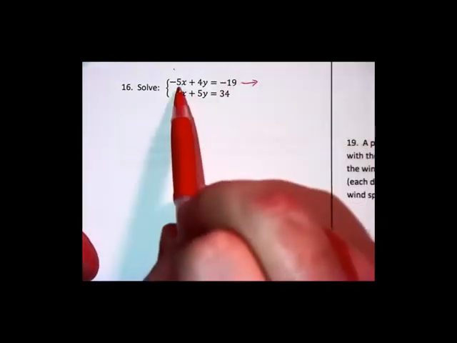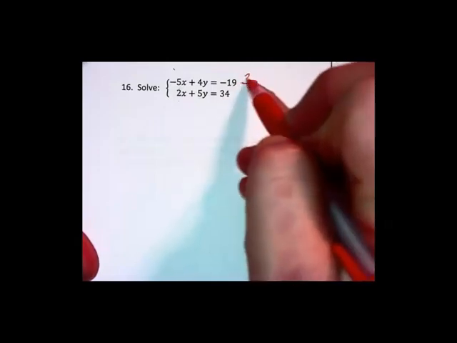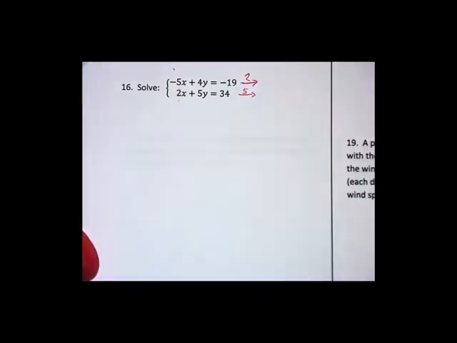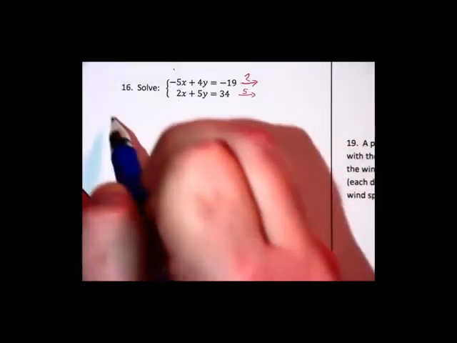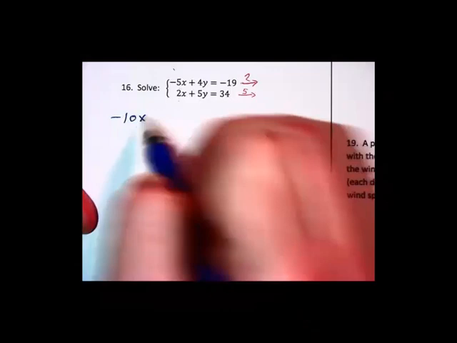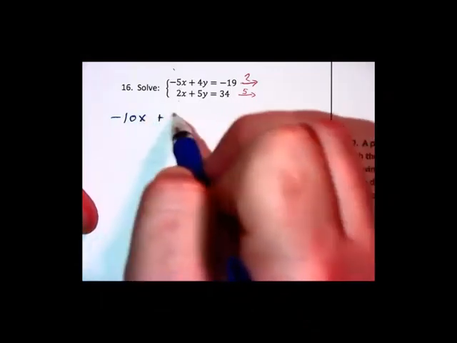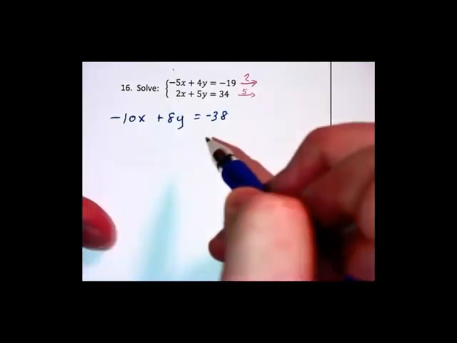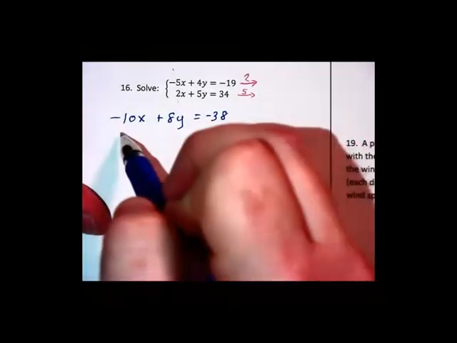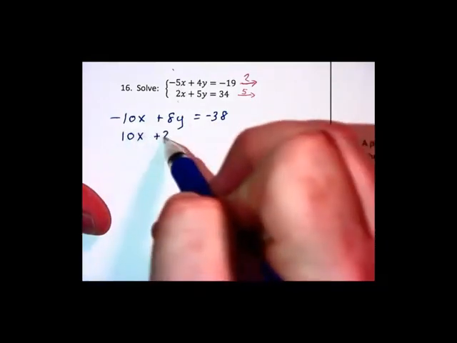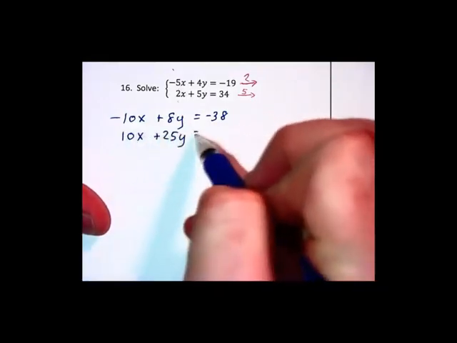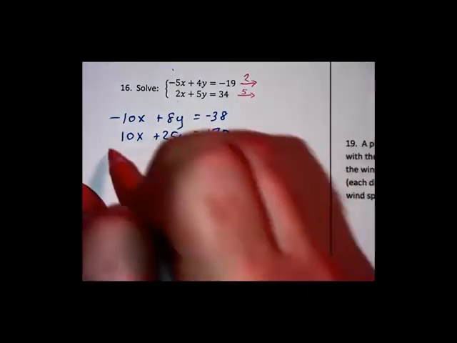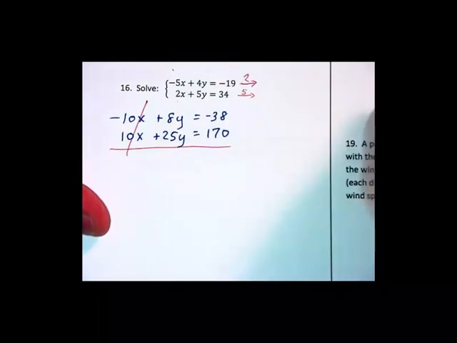To make a 10 out of the first 5x, I'm going to multiply through by 2. And the second equation, I'm going to multiply through by 5. So we're going to have top equation by 2. That gives us negative 10x plus 8y equals negative 38. That's the 19 times 2. The second equation we're going to multiply through by 5 and get 10x plus 25y is equal to 170.